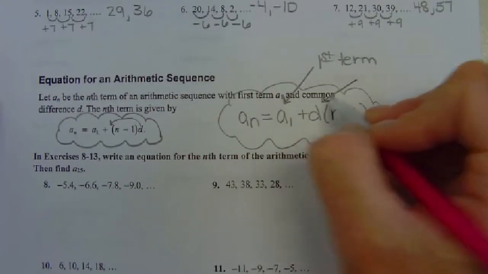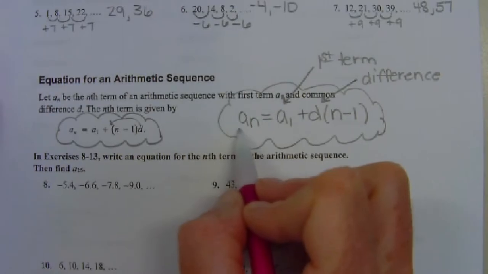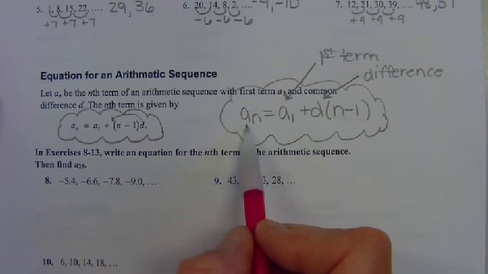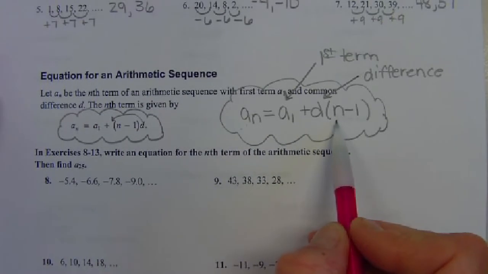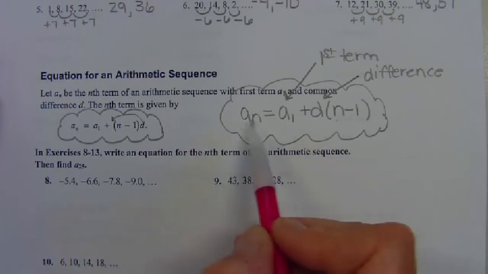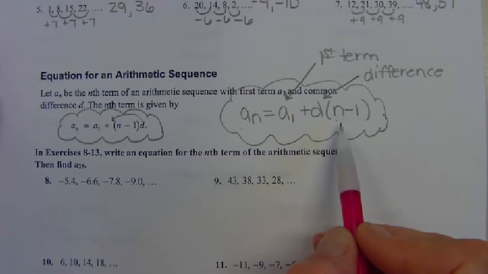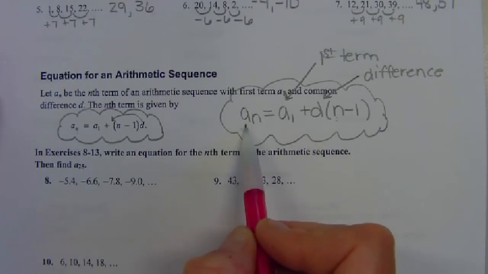If you look at this formula, this a sub 1 is always your first term. The D is always your difference. And then the a sub n and the n just represent those values. So a sub n is what the nth term is. The n is your term number, and the a sub n is what that term number is. So say I wanted the 10th term. Say the 10th term was 32. If I plugged in 10 here, this would be 32. So this is your term number and this is what that term number value is.